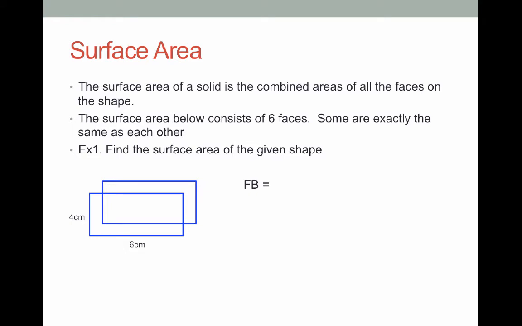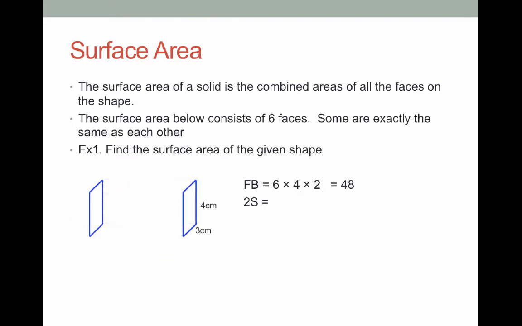The dimensions of one rectangle are 6 by 4. Because I've got two of the same rectangle, I'm going to times that by 2. 6 times 4 times 2 is 48. So the combined areas of the front and back rectangles is 48 centimeter squares. Now I'm going to work out the two side rectangles, and I'm calling this 2S for 2 times the side. The side rectangles are both 3 by 4 rectangles. So the area of one rectangle would be 3 times 4, but two of them would be double that. So the area of the two side rectangles added together is 24 centimeter squares.